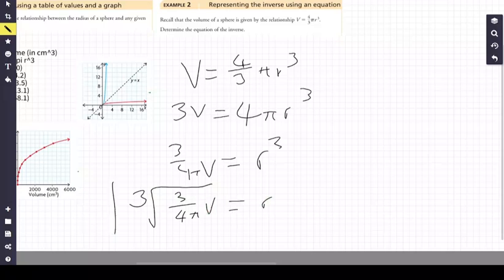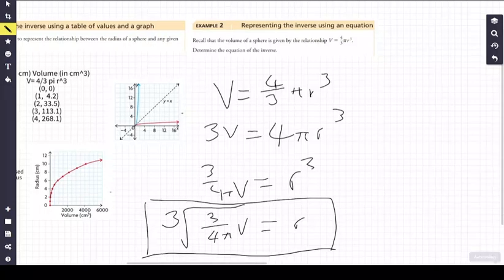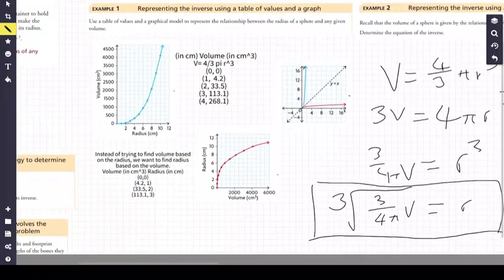And now this is our inverse relationship. So let's plug something in here. What can we plug in? Let's plug in 113.1 and see what we get, just for fun.